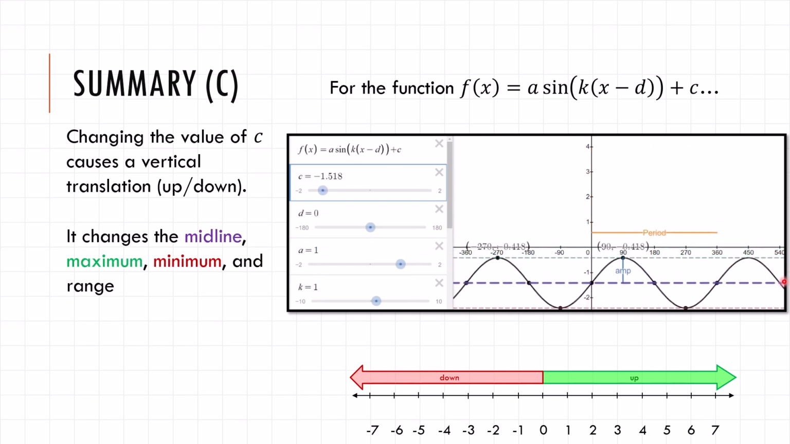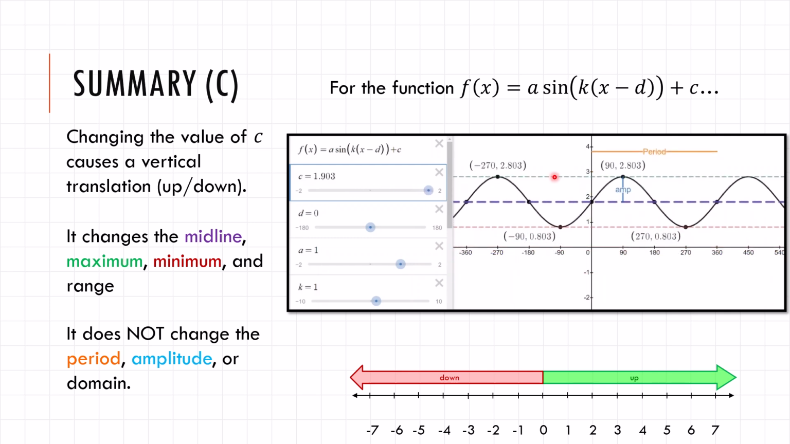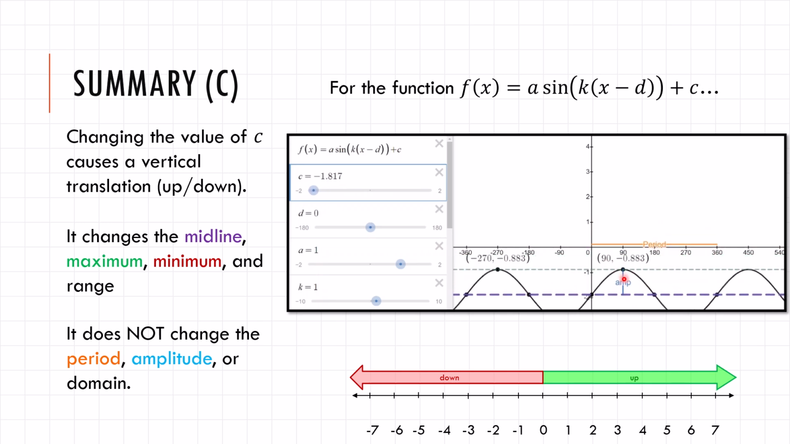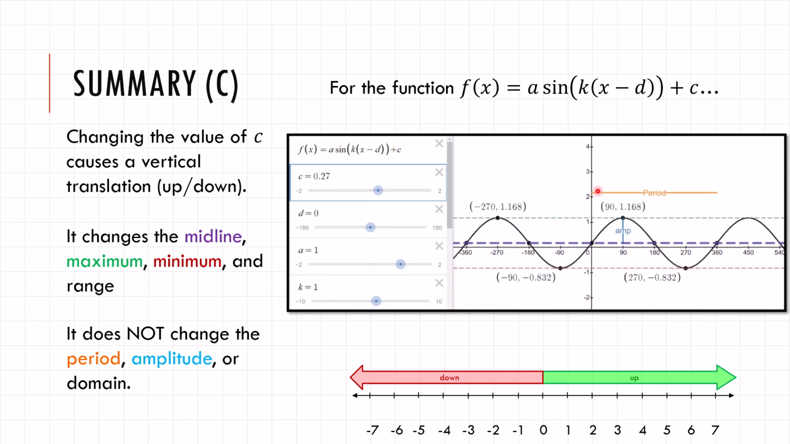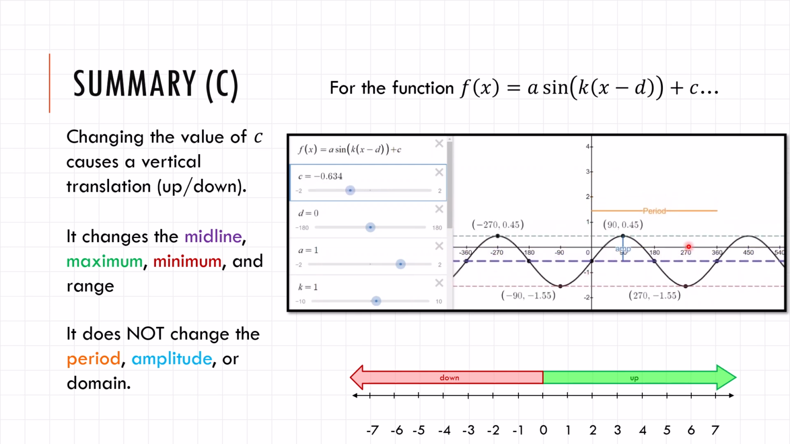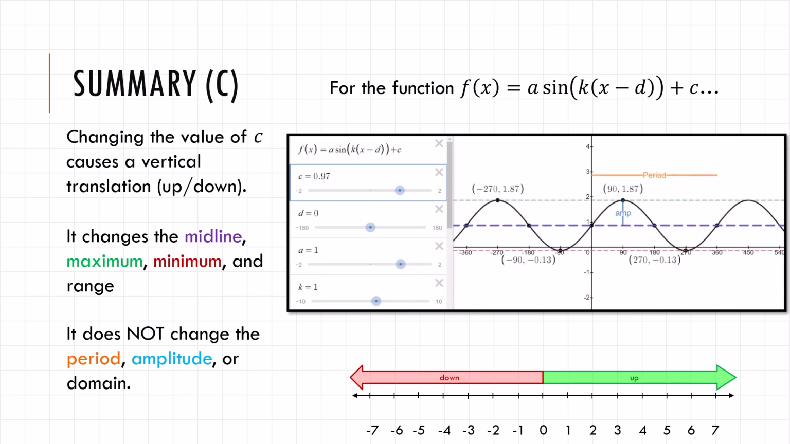And that's the most important one. It does not change the amplitude, but it still changes the maximum or minimum just because that is a function of a distance from the midline. It also does not change the period because it doesn't move this or stretch this function horizontally or compress it. And it also doesn't change the domain.